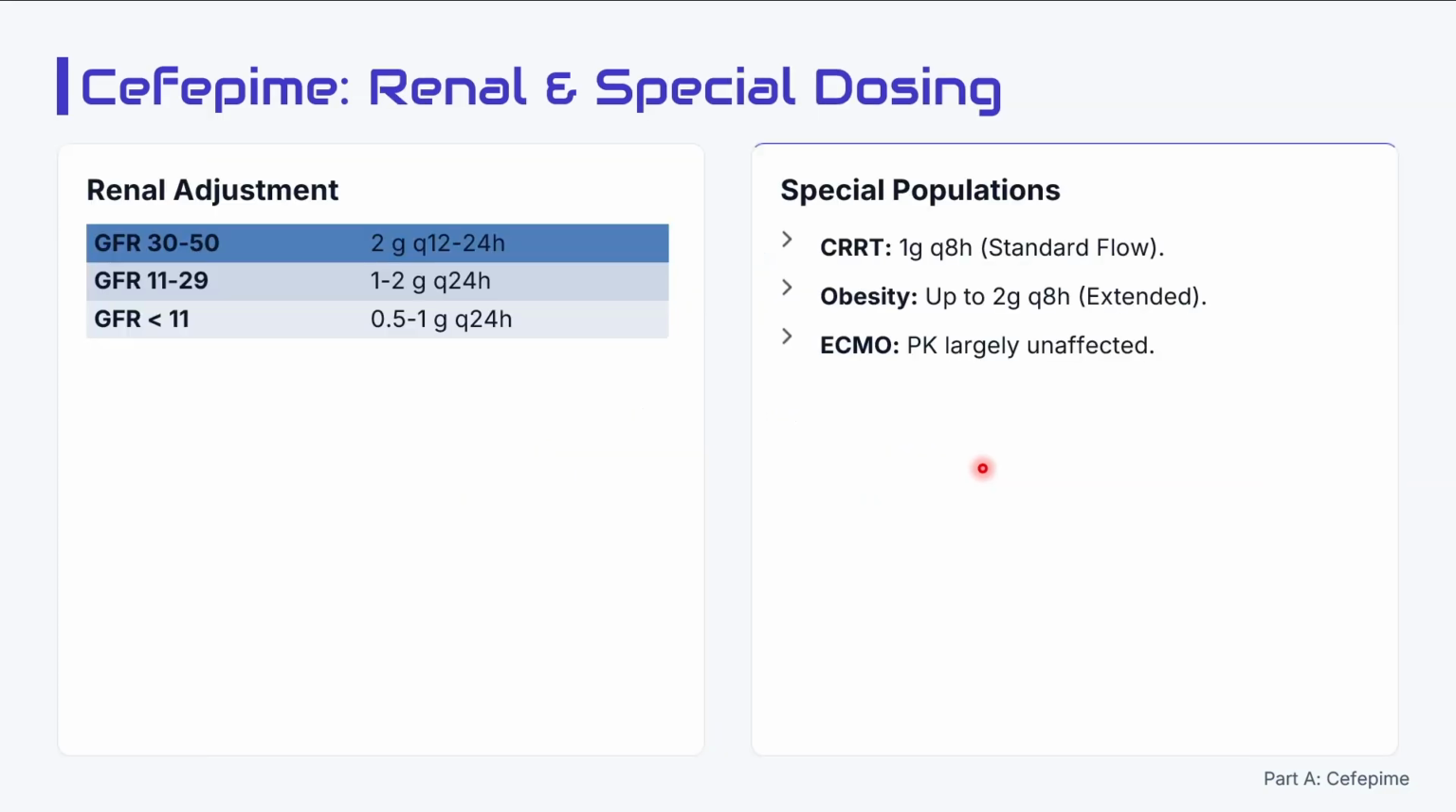Extended infusion time. So renal adjustment: when the GFR is less than 50, you can still go with Q12 hourly dose or Q24 hourly dose. Less than 30, go for once a day dosing. GFR less than 11, it is 1 gram Q24 hourly. For CRRT patients, 1 gram Q8 hourly, obesity up to 2 gram IV Q8 hourly with extended infusion. In case of ECMO, there is no need to adjust the dose.